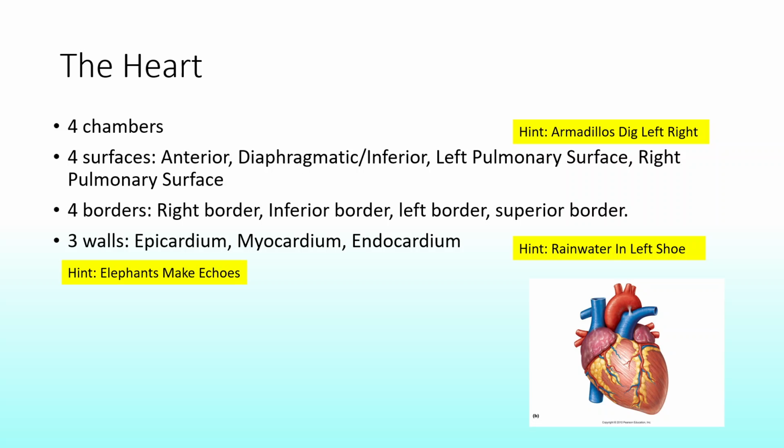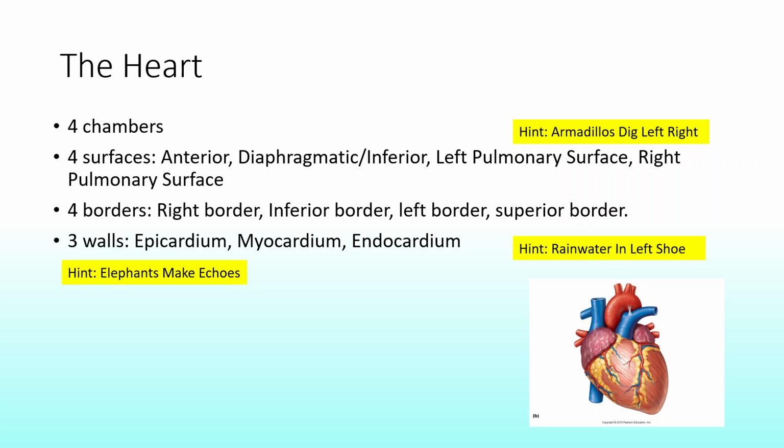So the anterior surface faces the sternum and the ribs, and it's mainly made by the right ventricle. The diaphragmatic surface is made by the left ventricle. Dr. Ritu mentioned a beer belly, but what I like to remember is a pregnant woman lying on her left side. Then we have the left pulmonary surface, which is mainly made by the left ventricle, and then the right pulmonary surface, which is mainly made by the right ventricle.